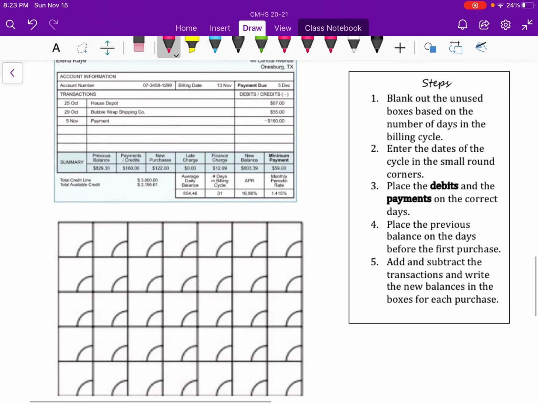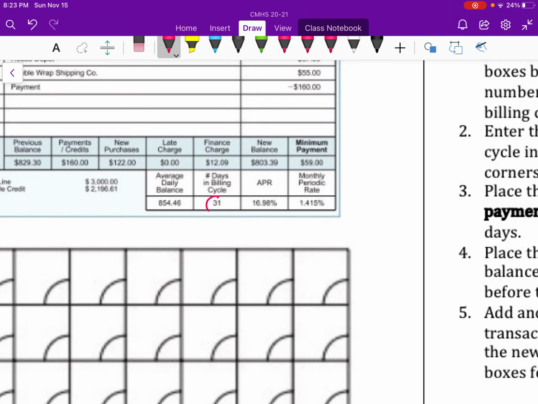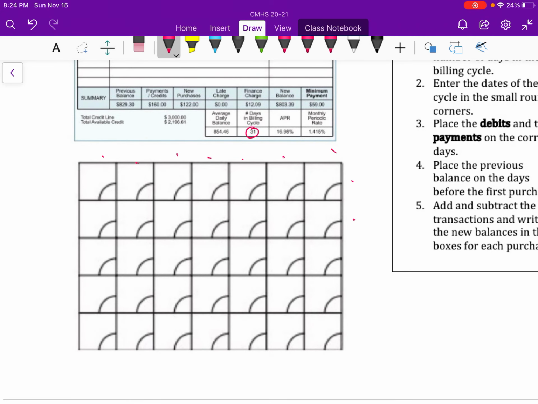So, billing cycle, this one is, I believe it is 31 days. Yep, right here it says 31 days. So this box is 1, 2, 3, 4, 5, 6, 7 times 1, 2, 3, 4, 5. 7 times 5 is 35. So I'm not going to need 4 of these squares. So what I'm going to do is just squiggle the last 4 out, because I have 35 total and I only need 31 days. So we squiggle those last 4 out.